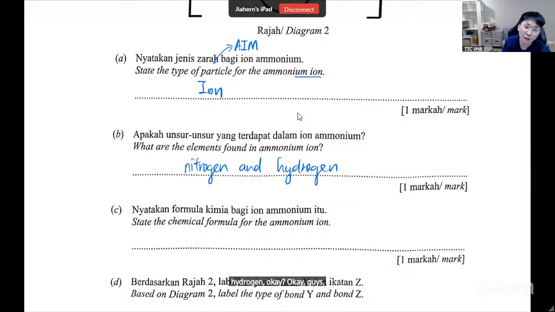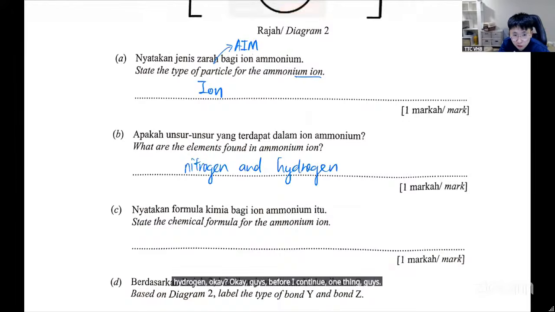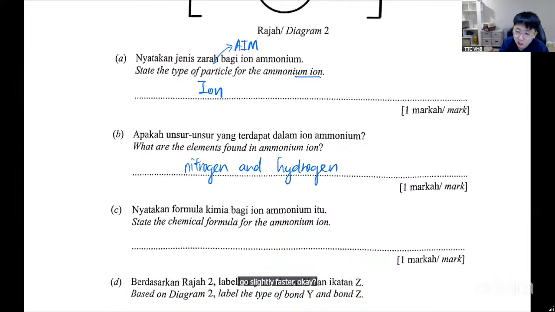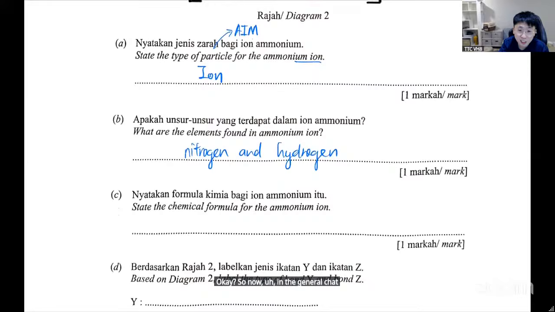Okay, guys, before I continue, one thing: you all private chat me, I actually find it very hard to see. Too many people private chat me, I cannot click one by one. So if you all want to chat me, just chat in the general. I cannot afford to click one by one already. I need to go slightly faster. So guys, general. Any question just ask. So now in the general chat, guys. The private chat I don't see it here.